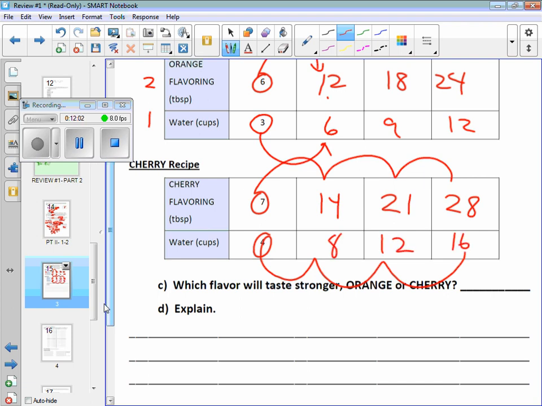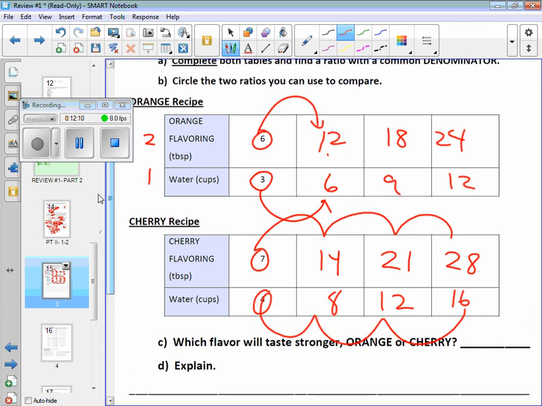And this will work because you now have two ratios that you can compare. You're looking at preferably trying to find ratios where the amount of water between cherry and orange is the same. Where do you see it? For how many cups? Sam, I'm going to circle that. See, my 12 is here, my 12 is here.